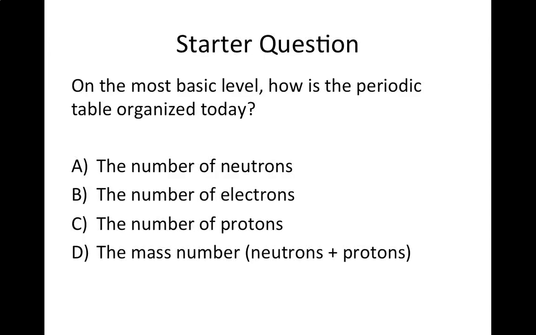Okay, as we remember from Chapter 2 or Topic 2 on the IB syllabus, on the most basic level, the periodic table is organized by the number of protons. In many cases, it looks like the mass number is what dictates it, but you will see anomalies within the periodic table that do not go in mass number order. So it is actually based on the number of protons, which, as we recall, is the same as the atomic number.